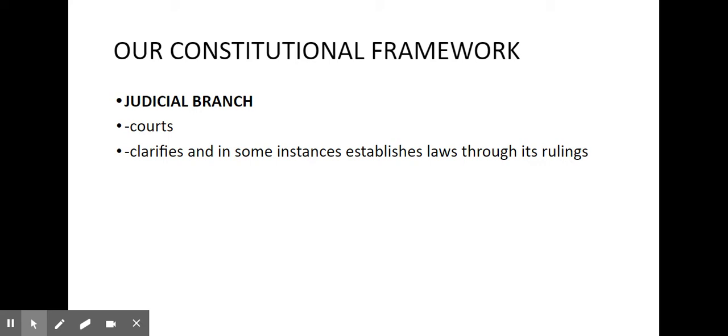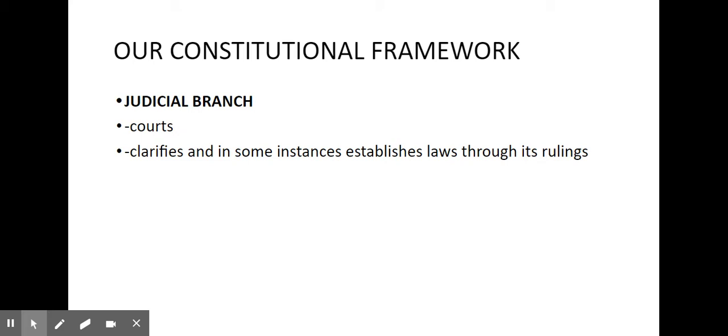For example, the 2 most famous cases, Plessy versus Ferguson and Brown versus the Board of Education. In Plessy versus Ferguson, the Supreme Court determined that separate but equal was okay under the Constitution because it was not violating people's rights. Okay, that was one Supreme Court ruling. Separate but equal is okay.